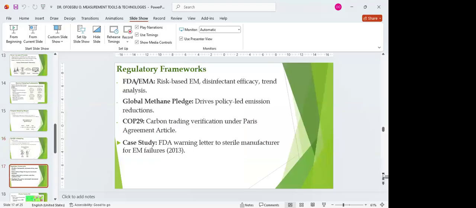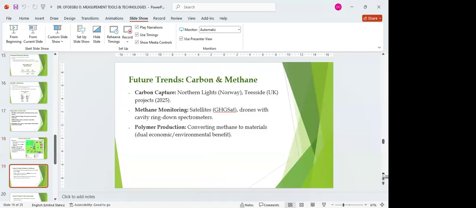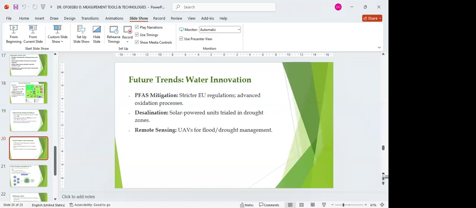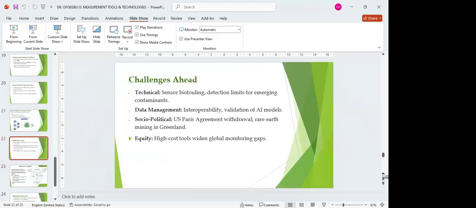And we looked at the existing regulatory frameworks. Then we took some case studies, like the pharma industry and environmental monitoring, and looked at what happens in certain cases. We considered future trends, carbon and methane issues, then water innovation, automation, and the influx of AI-enabled systems. And we considered the challenges lying ahead of us: the technical, data management, social, political, and equity challenges that evolved.